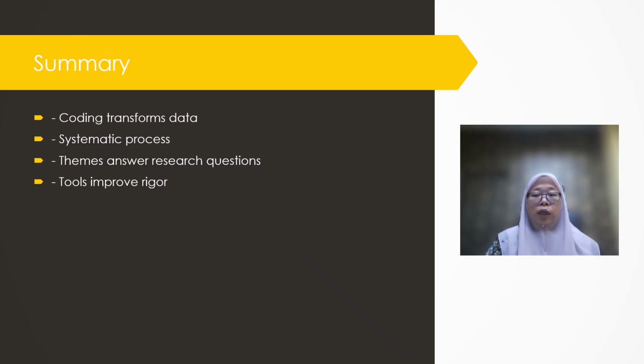In summary, coding and organizing data is the backbone of qualitative research. It allows you to transform raw narrative into structured insight that directly addresses your research question. By following a systematic process from open coding to theme development, you ensure that the analytical process is rigorous and clear. With tools, consistent coding, and proper documentation, your final findings will be both credible and meaningful.